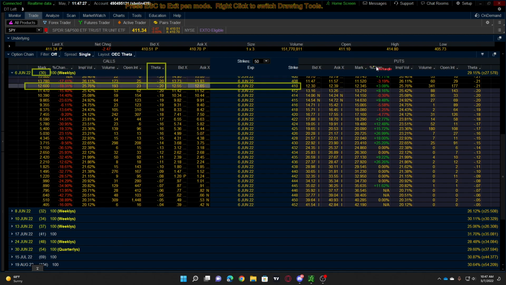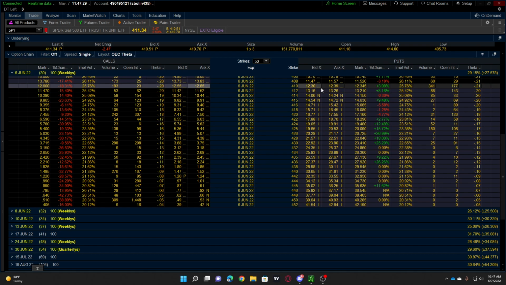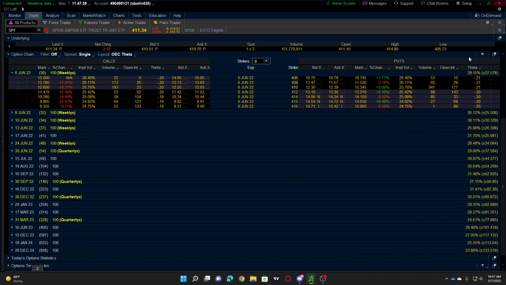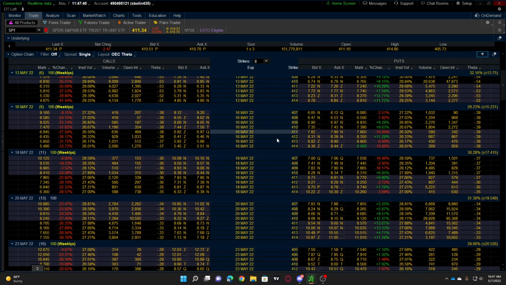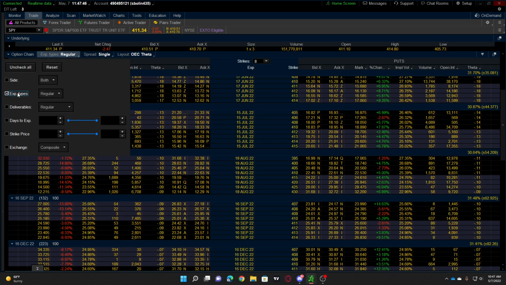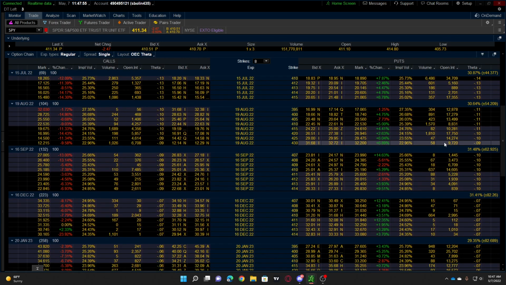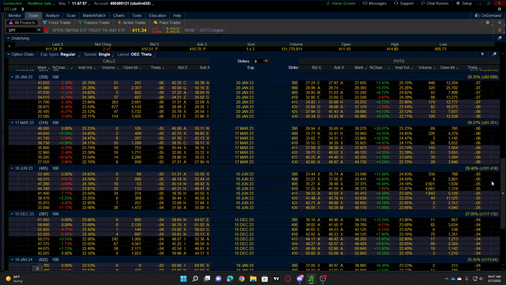Now, it's best understood when it comes to this decay to grasp how the decay changes as we get closer to expiration. Okay, so what I'm going to do here is open up all the strikes. And then I'm going to hide all of the weeklies. So now what we're looking at are just the monthly expiring options in SPY.